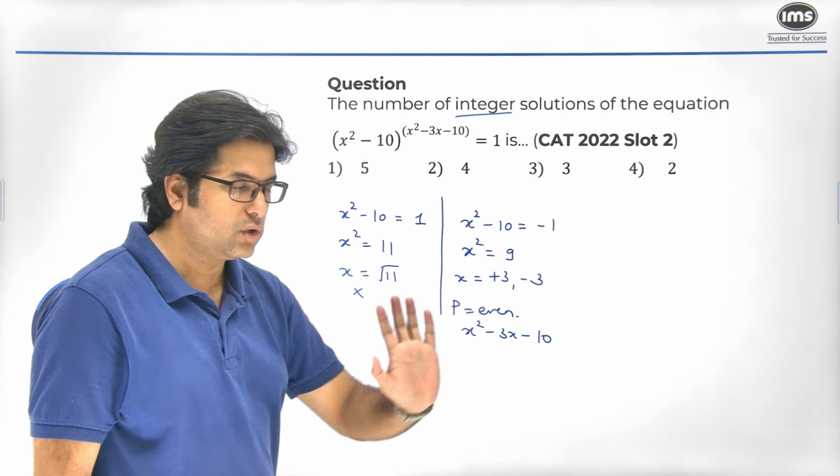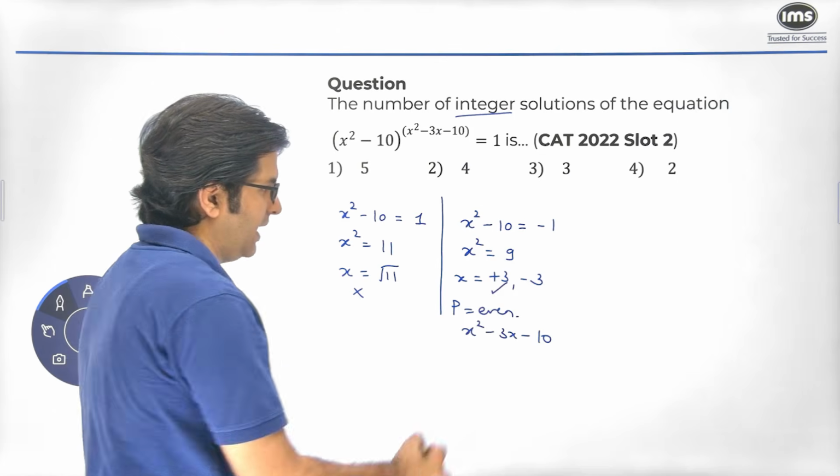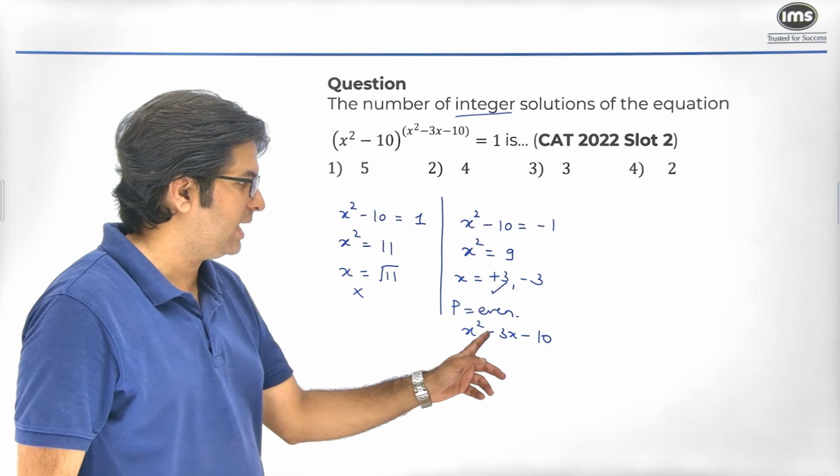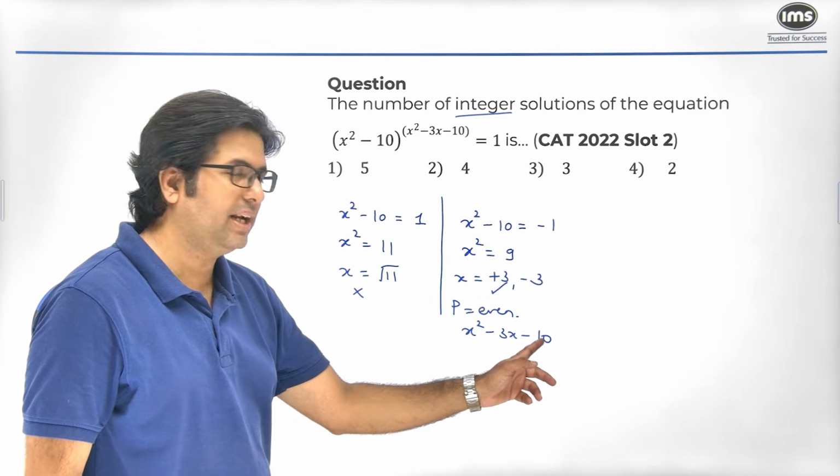Even negative values are also acceptable. So plus 3 is valid. If I put minus 3, this again becomes 9. This becomes 9 plus 9, 18 minus 10, plus 8.